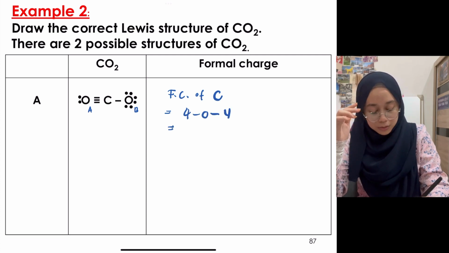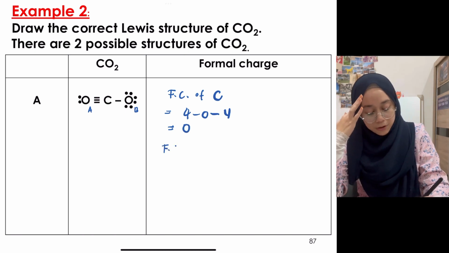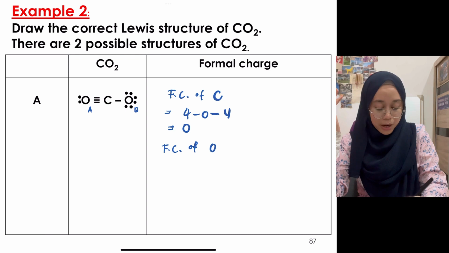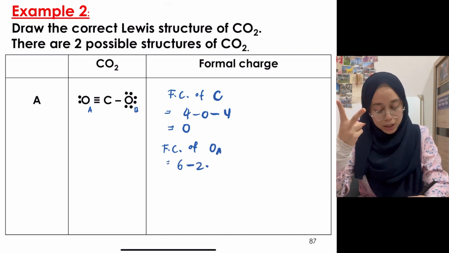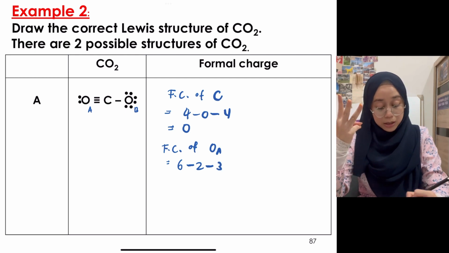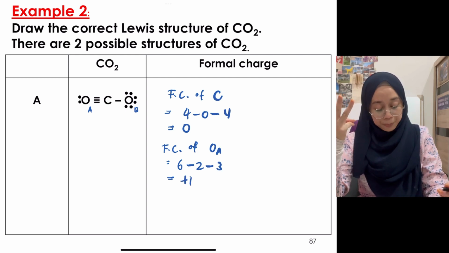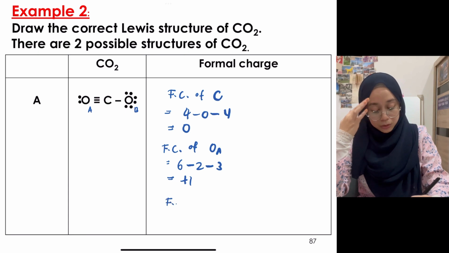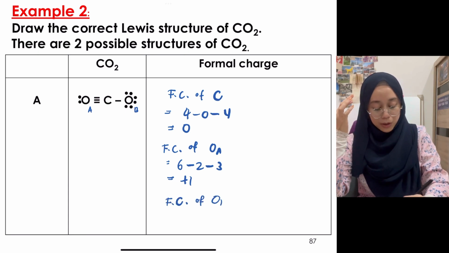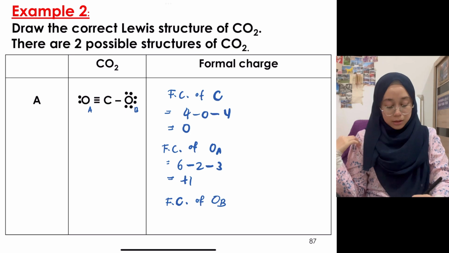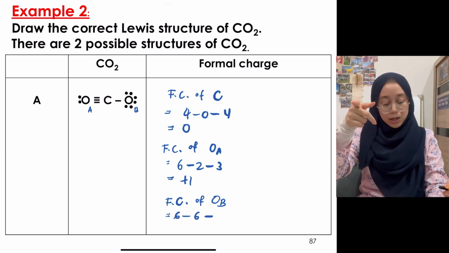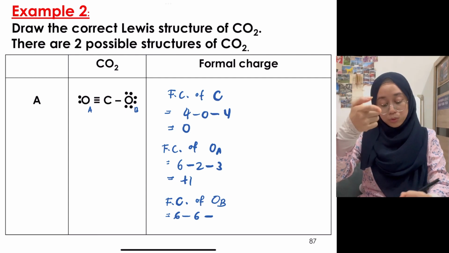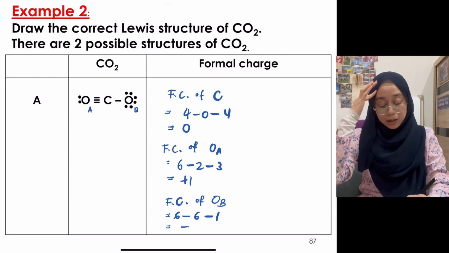Because there's no dots around it, because there's no lone pair electron kan, so dapat 0 kat sini. So what about formal charge of OA? OA adalah 6 tolak, so dot sekeliling dia ada 2 aja dot, and then dia punya bond ada 3, so kita dapat positive 1. Okay, and then kalau formal charge untuk OB pula, OB equals to 6 minus dot keliling dia ada 6 tolak satu bond, so kita akan dapat negative 1.